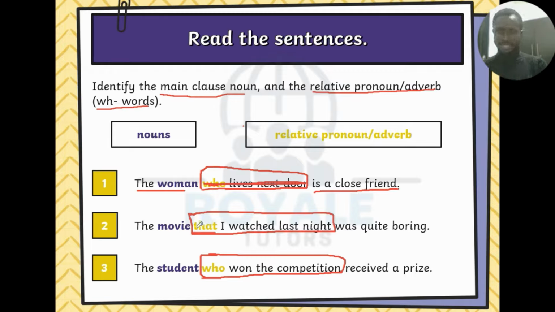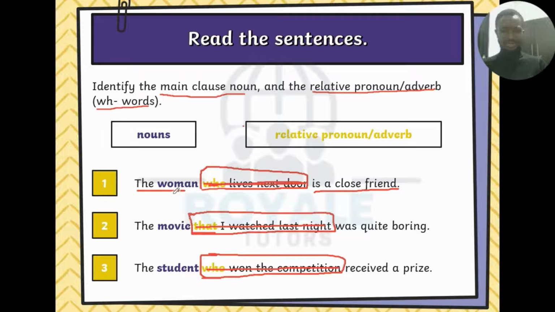What about if I take this out of the second sentence? What do I have? Can you say it out? The movie was quite boring. Thank you. What about the third sentence? The student received a prize. Good. Can you now see that in these three expressions, the relative clauses acted as additional information to the what? To the noun. They gave additional information about the noun. The first sentence is the woman.